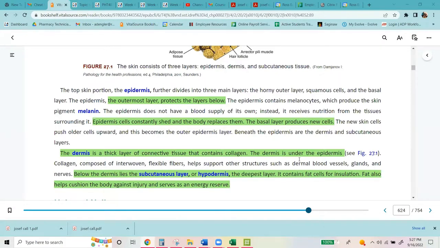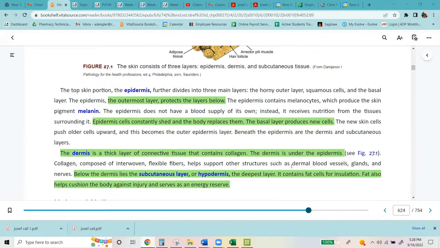The epidermis is the outermost layer and it protects the layers below. It contains melanocytes, which produce the skin pigment melanin. The epidermis does not have a blood supply of its own. Instead, it receives nutrition from the tissue surrounding it. It constantly sheds and replaces epidermis cells. The basal layer produces new cells. The new skin cells push older cells upward, and this becomes the outer epidermis layer.